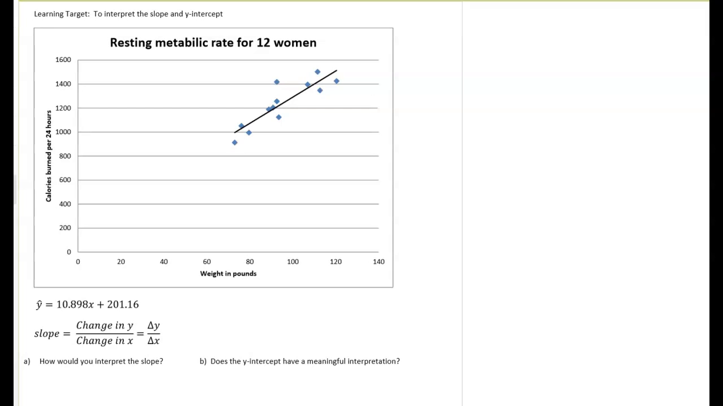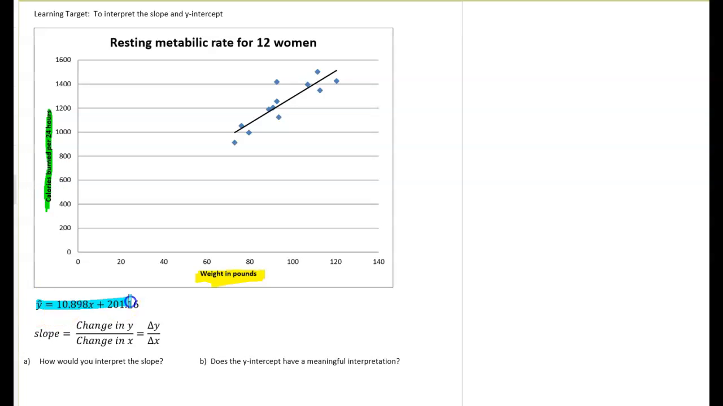Take a look at this problem. Again, the goal is to interpret the slope and determine if the y-intercept has a meaningful interpretation. So here we have some data about the weight in pounds of 12 random women, and the y is the number of calories burned in 24 hours, and we want to interpret the slope.